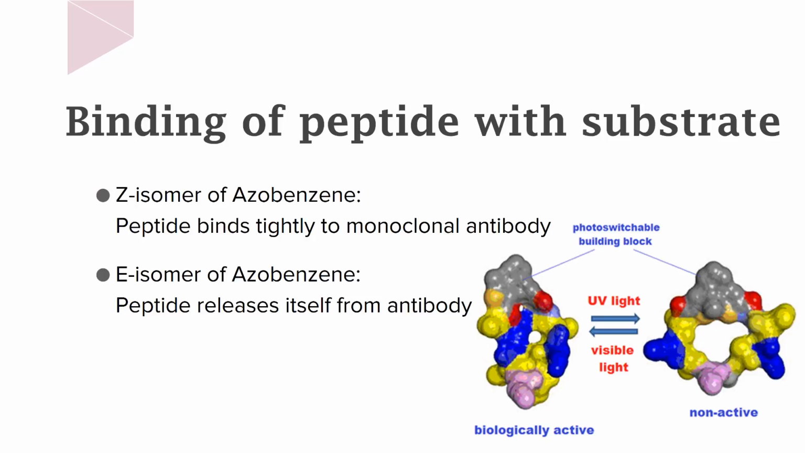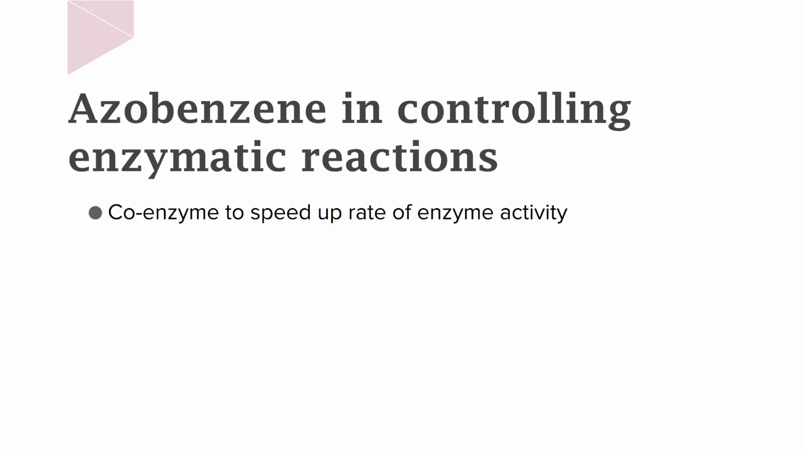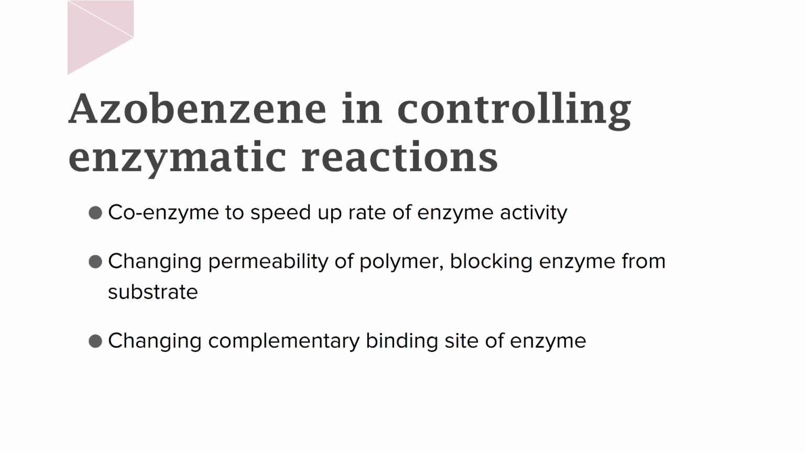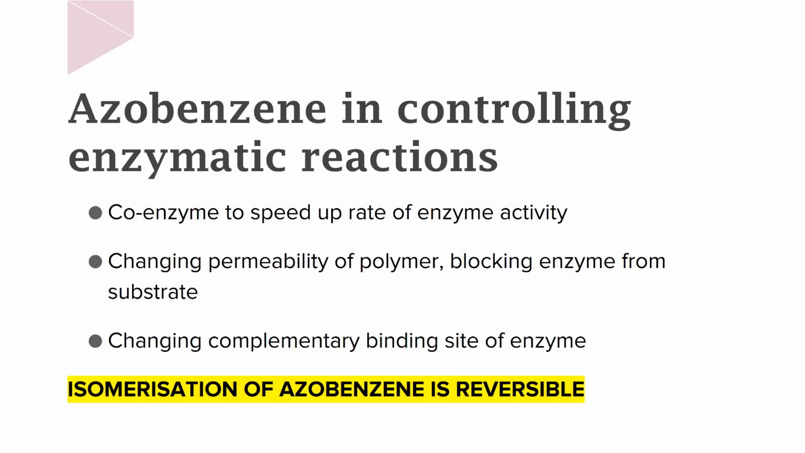From all 3 examples, we can see that azobenzene can be used differently to control enzymatic reactions. By acting as a coenzyme to speed up the rate of enzyme activity, by changing the permeability of the polymer which can prevent the substrate from accessing the enzyme, and by changing the binding site of the enzyme, making the enzyme lose its complementary binding site with its substrate. What provides azobenzene with this unique function is its reversible isomerization, thus allowing scientists to monitor the activity of the enzymes.